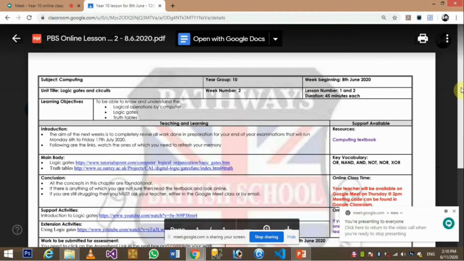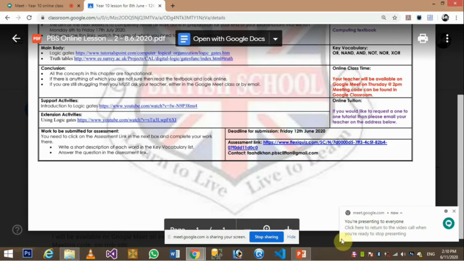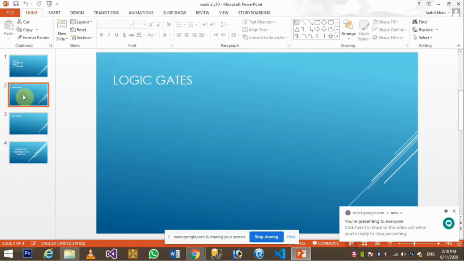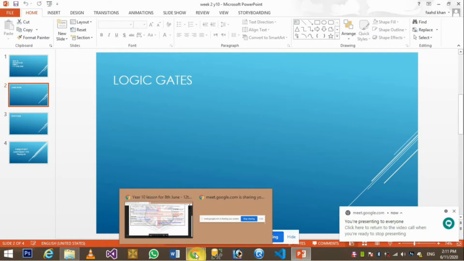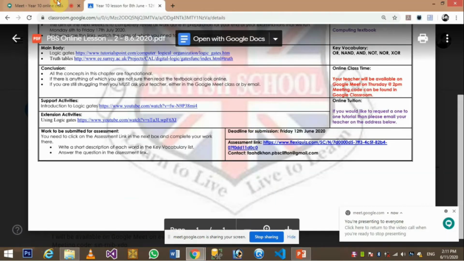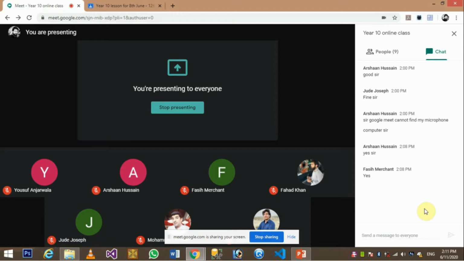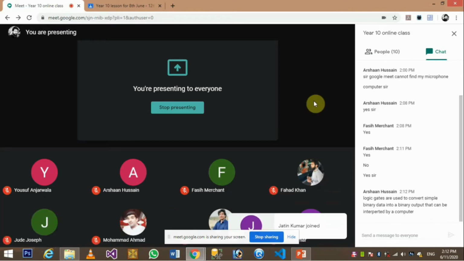So apart from the lesson plan, we are moving on to the logic gates. Can anybody tell me the functionality, the operation of the logic gates? Why do we use logic gates, and what are those logic gates? No answers. Okay, all right. Arshan, thank you so much.